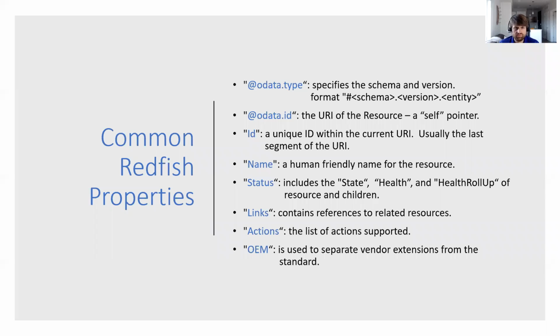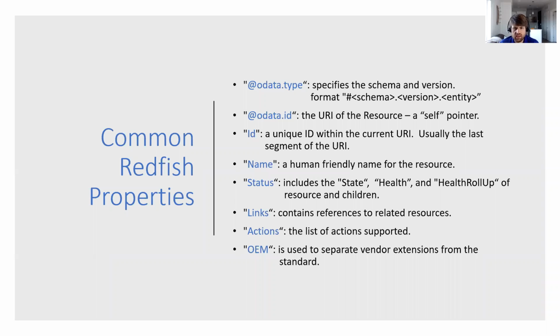Okay, so all resources have their schema name and version, and so you can tie this back to the Redfish schemas. That's defined by the odata.type, the formats listed there. Odata.id is a self pointer. ID is what we're typically using as the last segment of the URI.